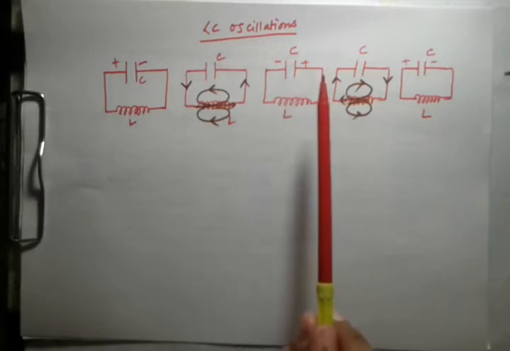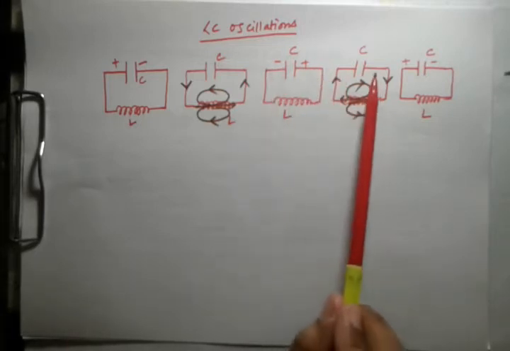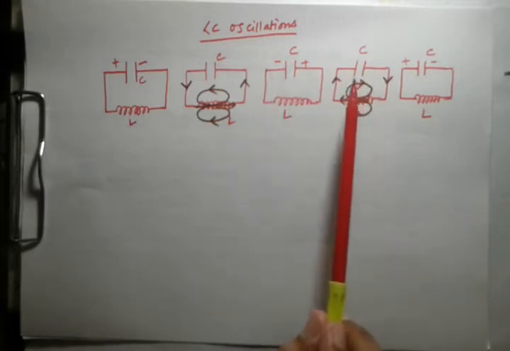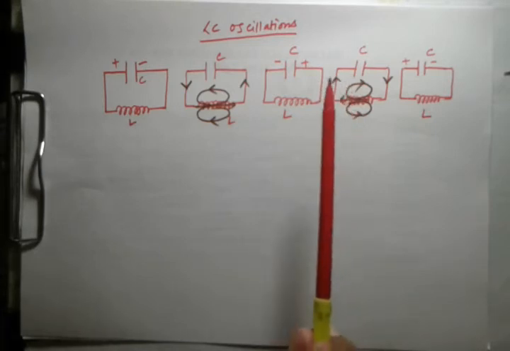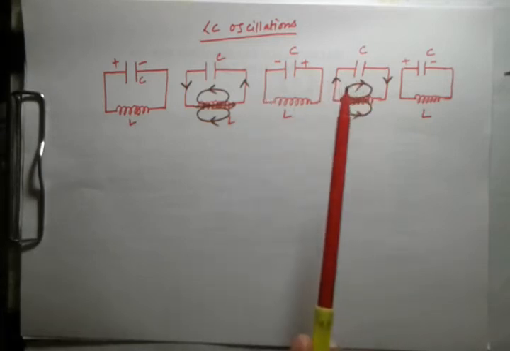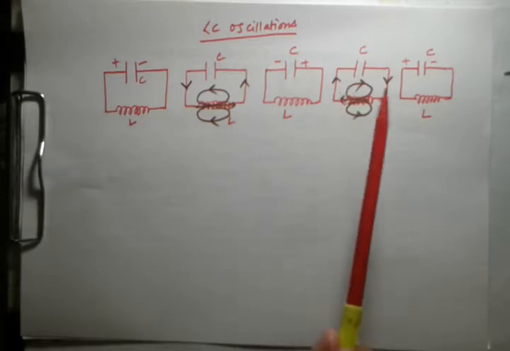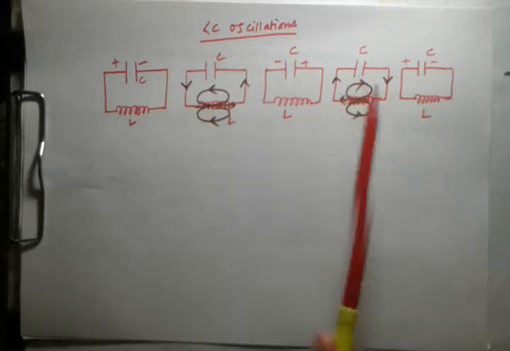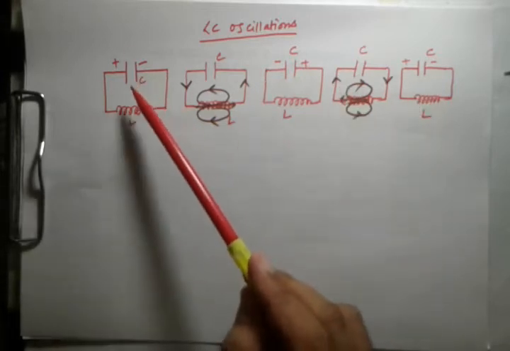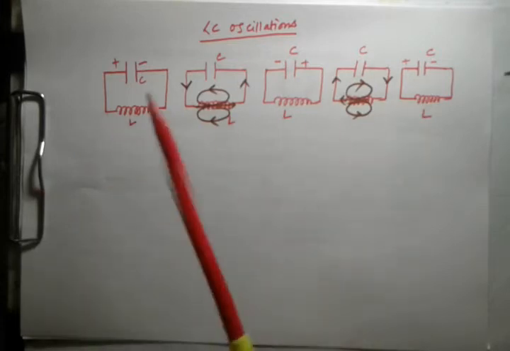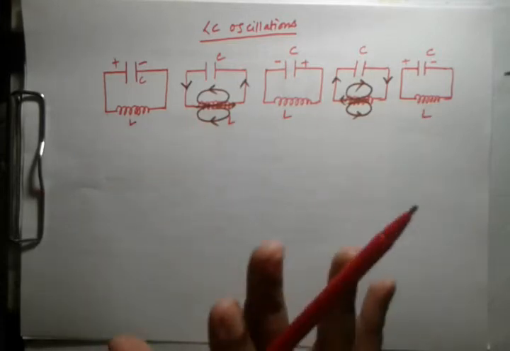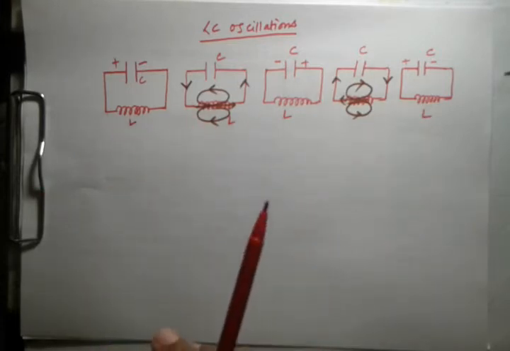At this time the capacitor will again start to discharge in the opposite direction, and this current flows in the inductor, and the energy is stored in the magnetic field around it. Now again the capacitor will recharge. So this process, the discharge and recharge of the capacitor, will happen several times, and this is known as oscillations.